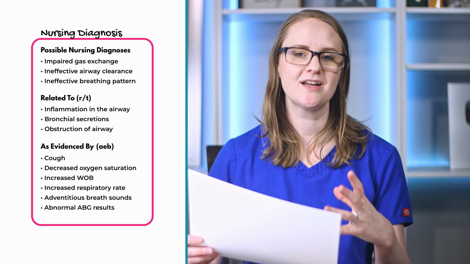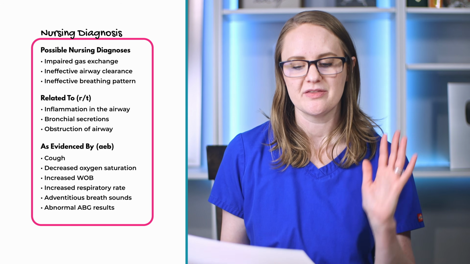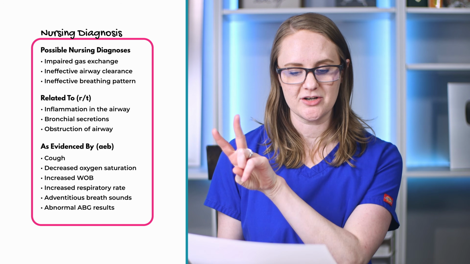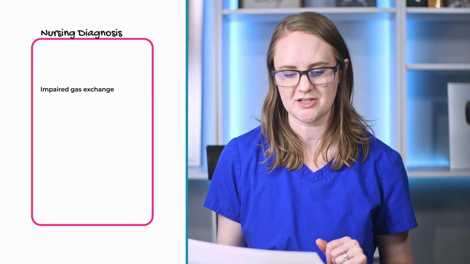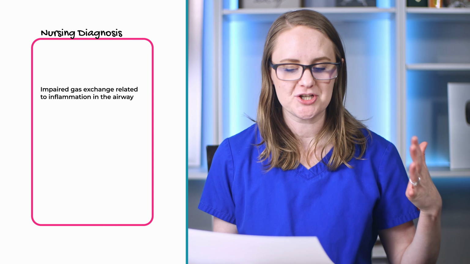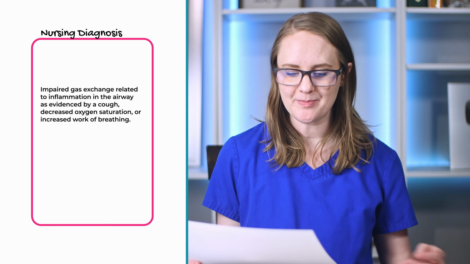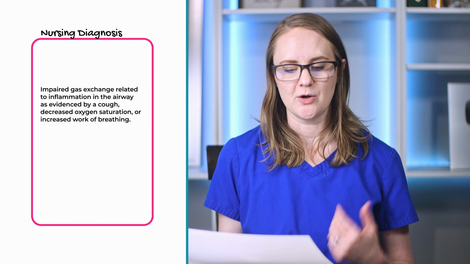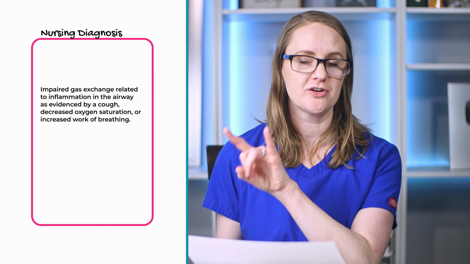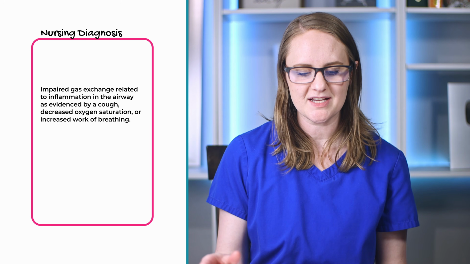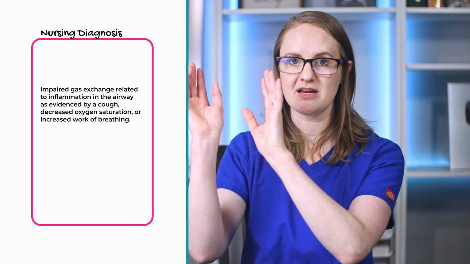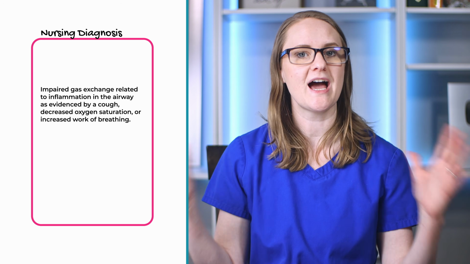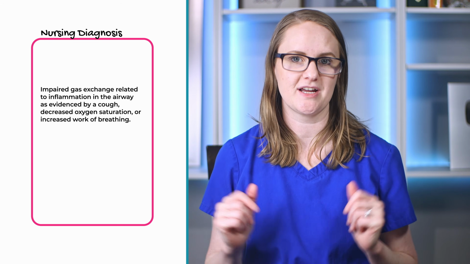So when you are putting this whole nursing diagnosis together, this could be a possibility of what it might look like. You would have a NANDA nursing diagnosis of maybe impaired gas exchange related to inflammation in the airway as evidenced by a cough, decreased oxygen saturation, or increased work of breathing. So that could be a good nursing diagnosis for a patient with asthma. You've got those three parts: the NANDA nursing diagnosis, the related to, and then the as evidenced by. So that is how you would write your nursing diagnosis.